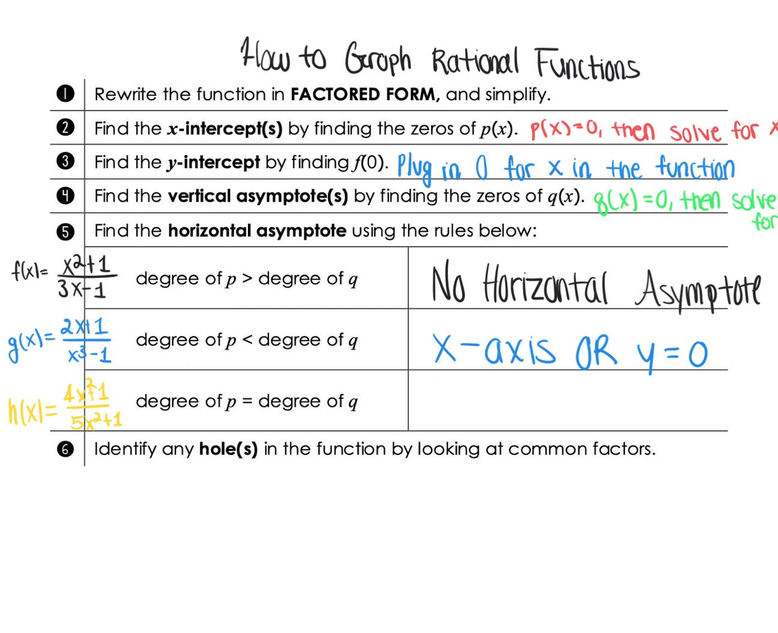Here you would take the leading coefficients of p of x and q of x. So in this case, we would have 4 over 5, so we would have y equals 4 over 5. And then you identify any holes in the function by looking at common factors.